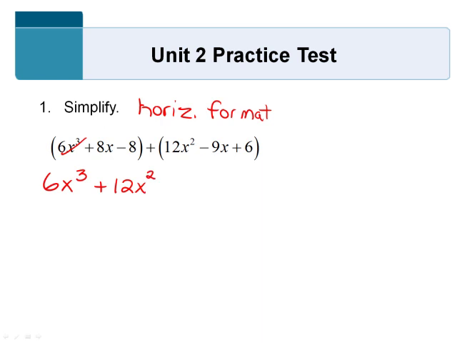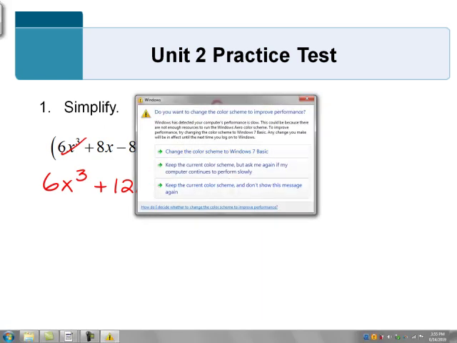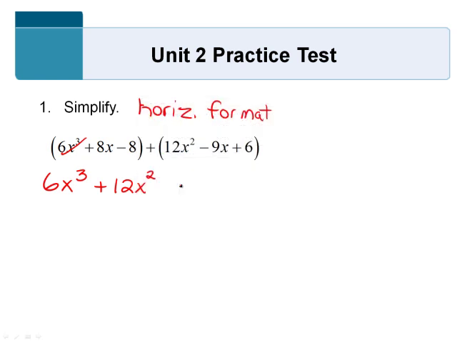And it's a plus there because, sorry about that. That message always pops up. Anyway, the 12x squared is positive. It's a plus sign because the 12x squared is positive. So that's gone.